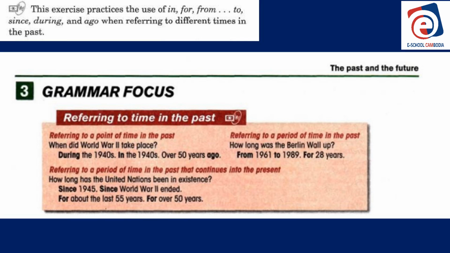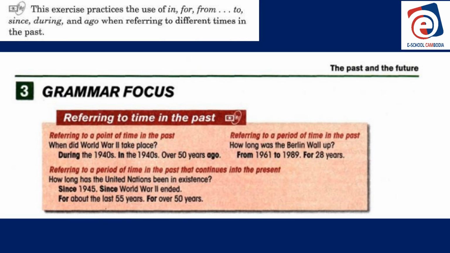So when you're talking about something that happened in the past, you ask the question, when did World War II take place? Or when did World War II happen? During, okay, because during the 1940s, so you're not giving a specific date. You're not saying November 9th, 1953, but during the 10 years of the 1940s. So during the 1940s, or in the 1940s, or over 50 years ago.